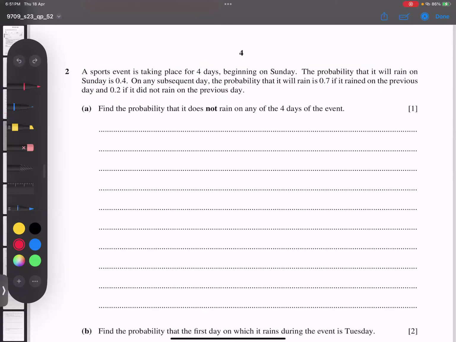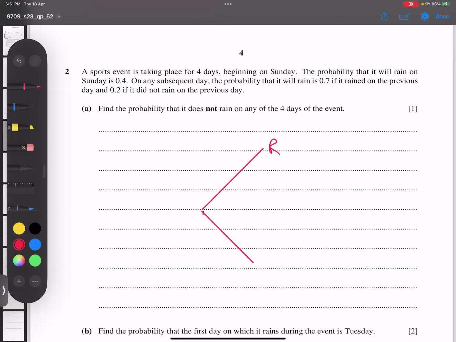So I'm going to make the diagram. I believe, inshallah, you will understand. It is 1 mark only, and what he's asking for is the probability that it does not rain on any day of the 4 days. If I tell you directly, maybe you will be confused, so I will go for the diagram. So look here, the first branch expanded.